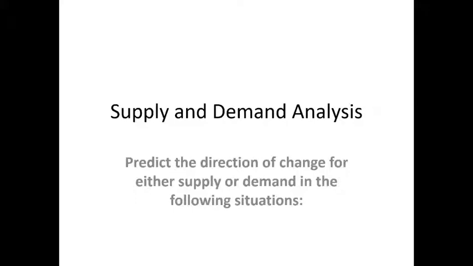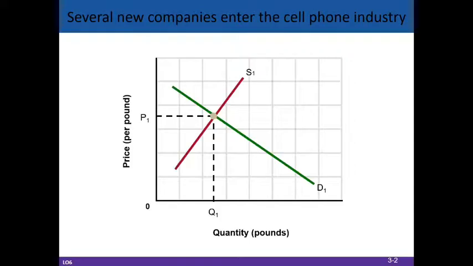Let's review the market equilibrium using these examples. Several new companies entered the cell phone industry. Let's start with the initial equilibrium in this market. Initially, we're at equilibrium. The price is P1. Q1 quantity is bought and sold.